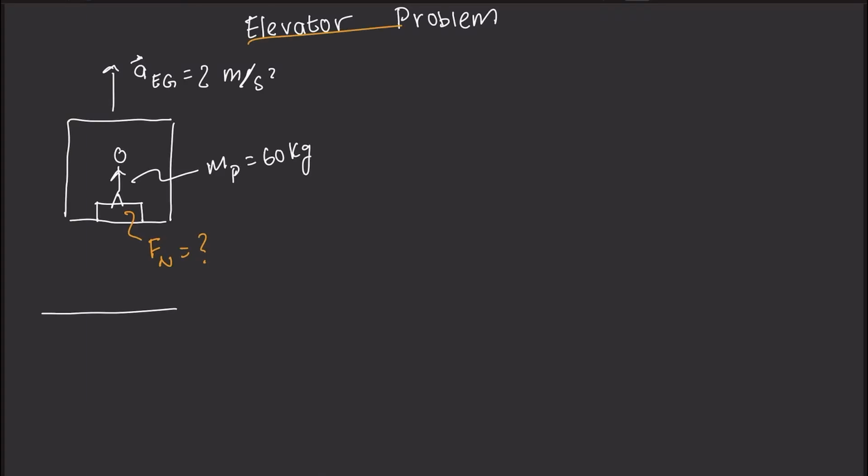Alright, let's take a look at the elevator problem. We have an elevator, and there's a person standing inside it whose mass is 60 kilograms. The acceleration of the elevator relative to the ground is 2 meters per second squared. The person is standing on a scale, and we want to know what the scale will read.